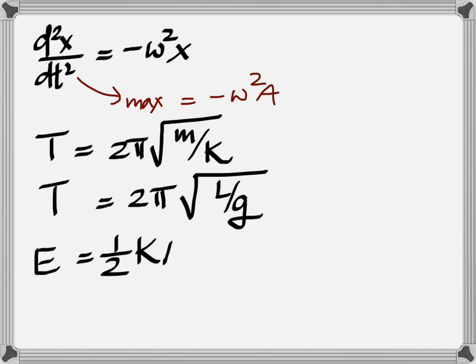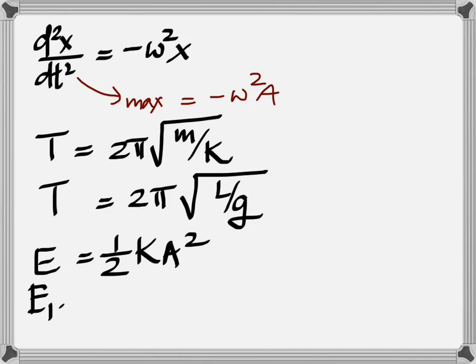Total mechanical energy is 1/2 K A squared. Again, remember that K is the spring constant even in that case, but it can be related to omega. Always remember, omega squared is K divided by the mass. That will come back again.